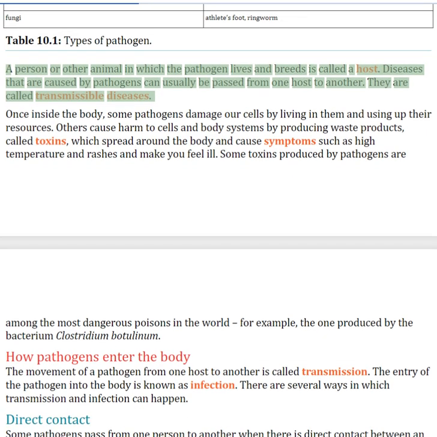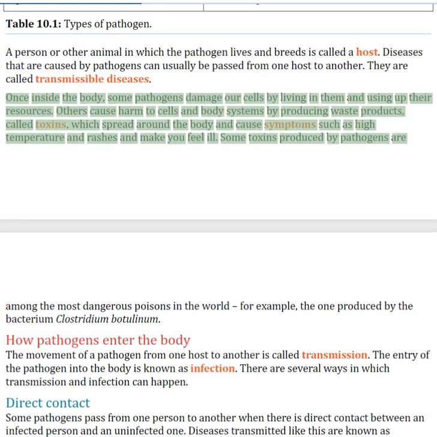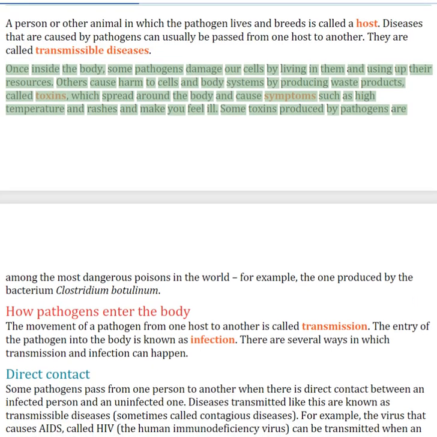A person or other animal in which the pathogen lives and breeds is called a host. Diseases that are caused by pathogens can usually be passed from one host to another. They are called transmissible diseases. Once inside the body, some pathogens damage our cells by living in them and using up their resources. Others cause harm to cells and body systems by producing waste products, called toxins, which spread around the body and cause symptoms such as high temperature and rashes and make you feel ill.